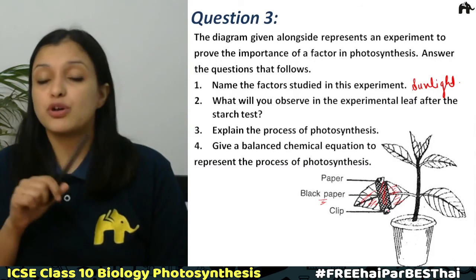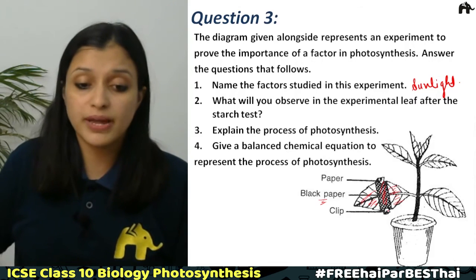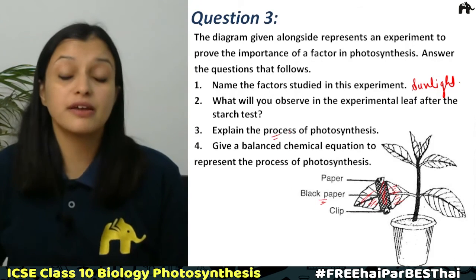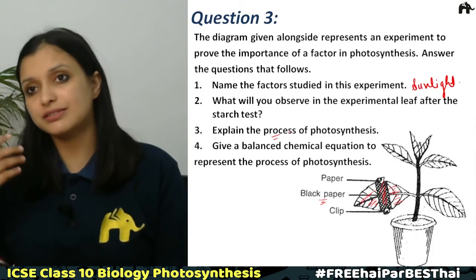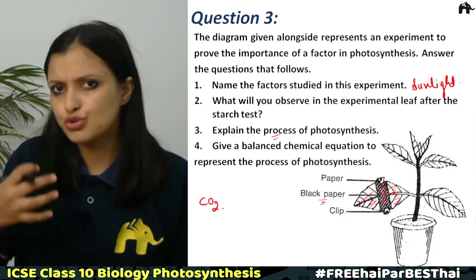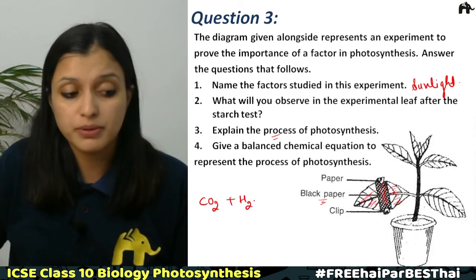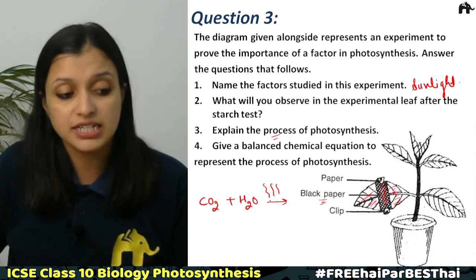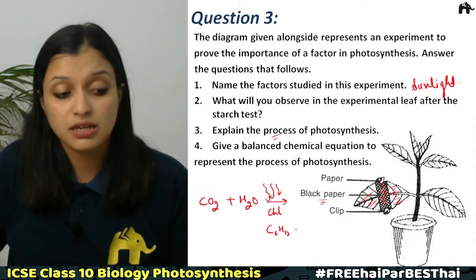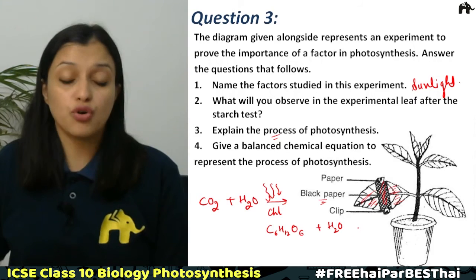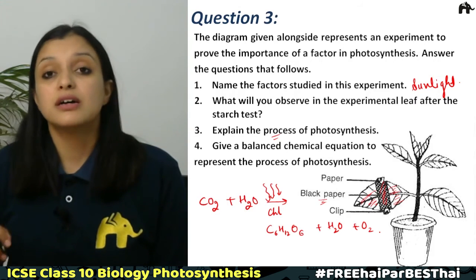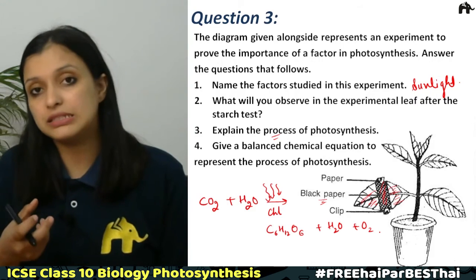So the next is, explain the process of photosynthesis. How are we going to explain this process? This process of photosynthesis is very important, right? And we have been talking about it since we started the chapter. Carbon dioxide is trapped by the leaves, taken in by the stomata from the air, and water is absorbed by the roots. In the presence of sunlight and chlorophyll, which is a pigment present inside the leaf, it makes glucose and releases some amount of water also, and oxygen is also released as a byproduct. So this is photosynthesis.